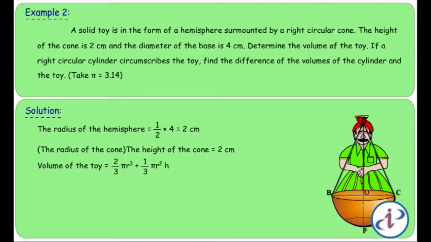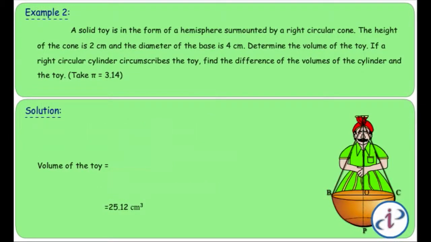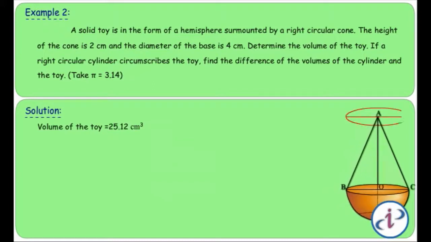That is equal to 2 by 3 pi r cube plus 1 by 3 pi r square times h. By substituting the values of radius and height, we get 2 by 3 into 3.14 into 2 cube plus 1 by 3 into 3.14 into 2 square into 2. Simplifying it, we get volume as 25.12 centimeters cube.